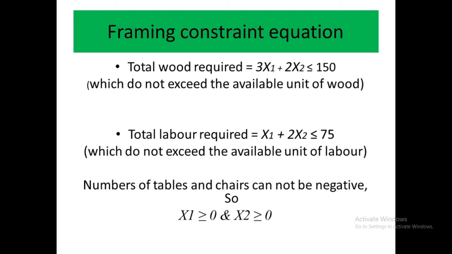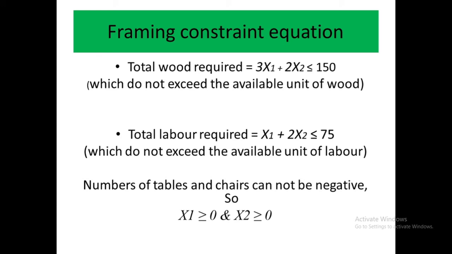Similarly, the total labor required for producing the table and the chair is x1 + 2x2 ≤ 75, because my industry has only 75 units of labor. For producing a table, I utilize one labor, and if I produce a chair, I utilize 2 units of labor. Those things do not exceed the availability of labor, so I can frame x1 + 2x2 ≤ 75.